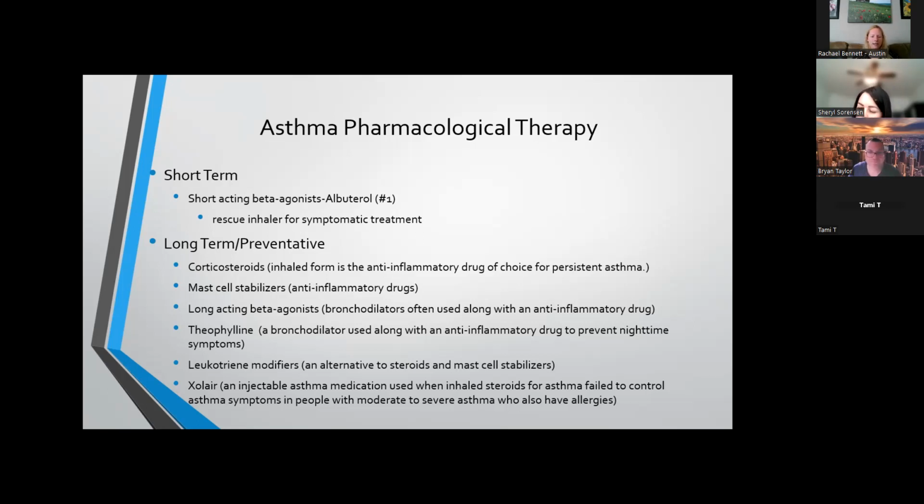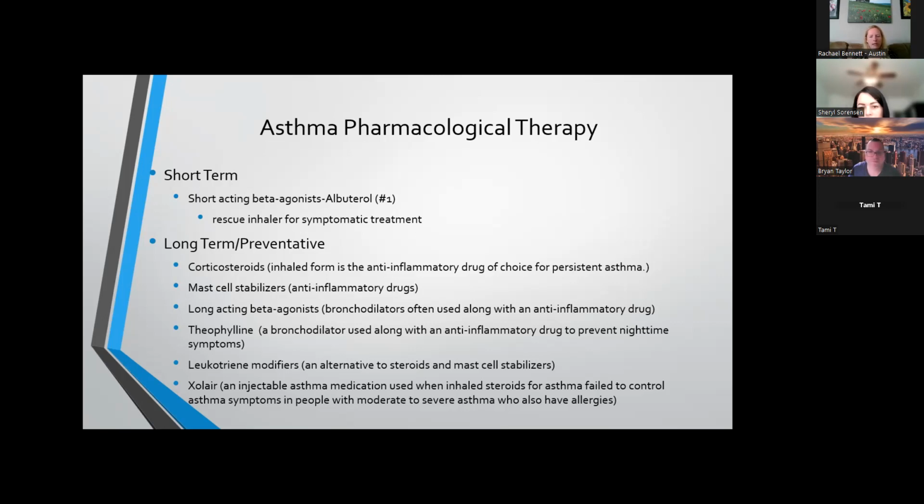Typically, we've got our daily treatment, or our less than twice a week treatment if we're mild, and then we've got a rescue inhaler as well. Okay, for long-term preventative, those corticosteroids are helpful for preventing or decreasing inflammation. Mast cell stabilizers are also anti-inflammatory drugs. Long-acting beta agonists, we've got the bronchodilator. Theophylline can be another medication that we give. There's lots of medications listed on here.